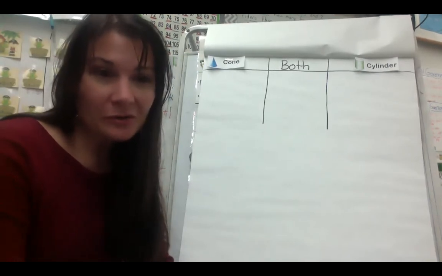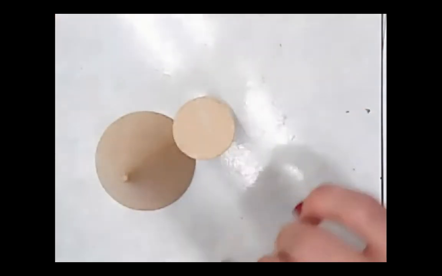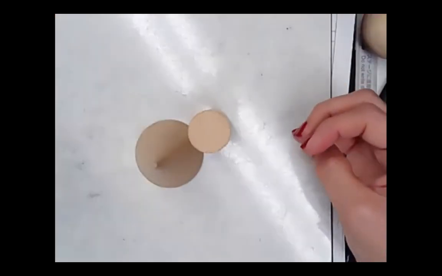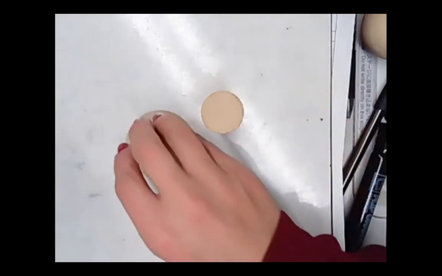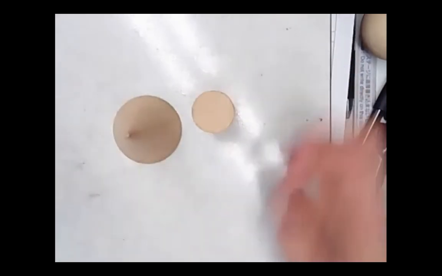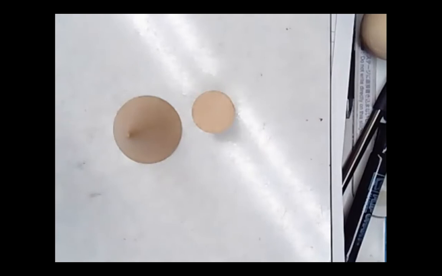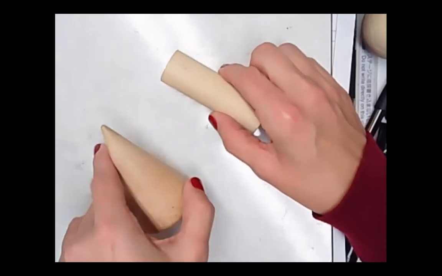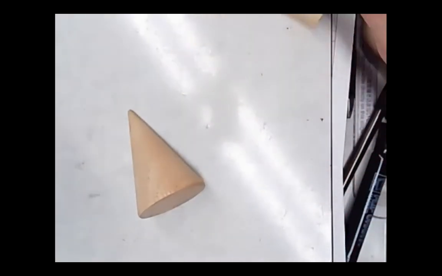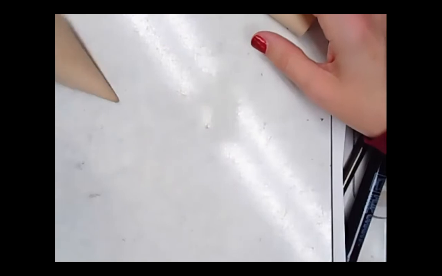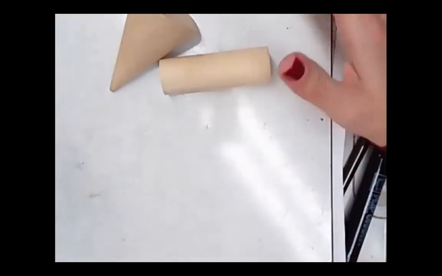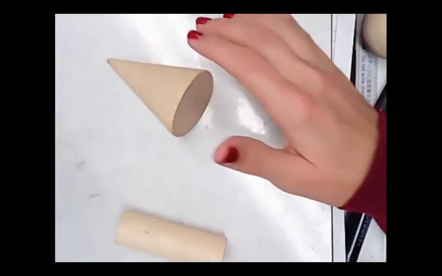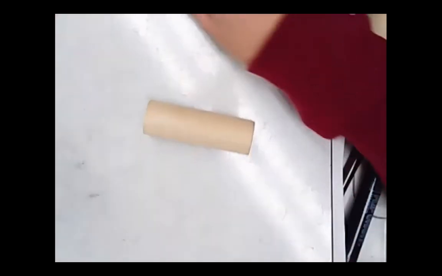I'm going to show a cylinder and a cone on my desk. And we're going to look at these two objects and see what we notice about them. I'm going to turn them both on their side. What do you notice about both of these objects? Do they share an attribute that is the same?